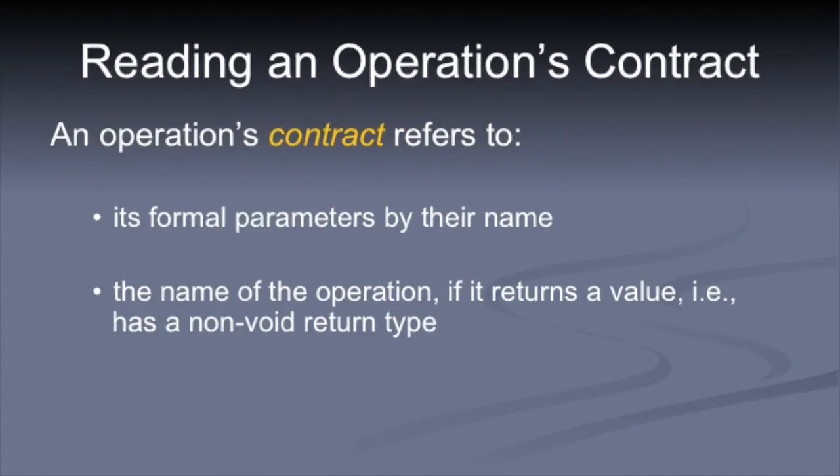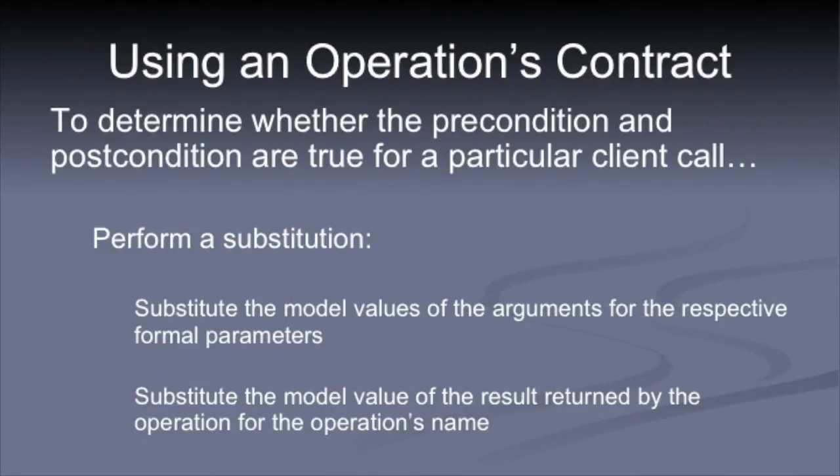When reading the contract, the requires clause and the ensures clause refer to the operation's formal parameters by their name. And if the operation returns a value, then the ensures clause refers to this value by using the name of the operation. To determine if the precondition is true at the time of the call, you must substitute into the requires clause the values of the arguments for the respective formal parameter names. And for the ensures clause, substitute the value returned by the operation for the operation's name.